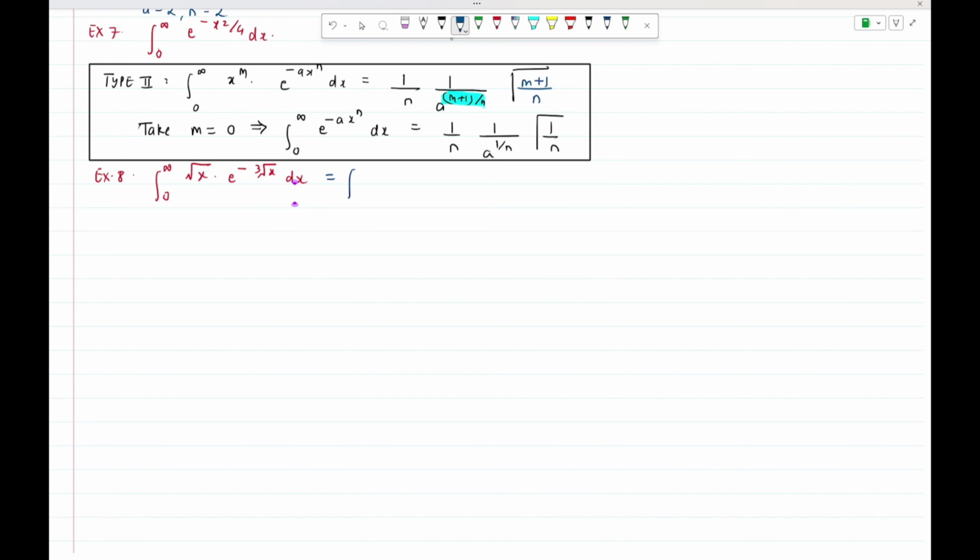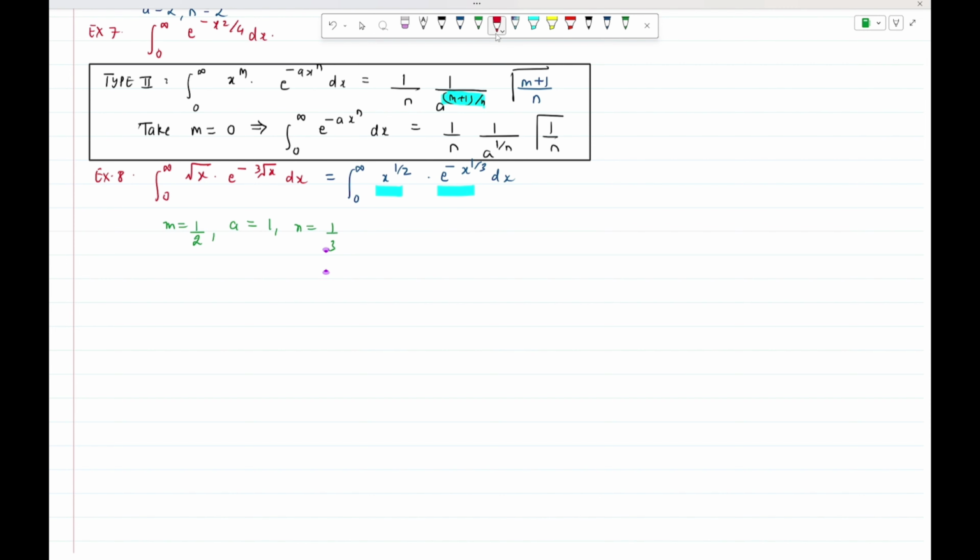So let us rewrite. This is going to be integral from 0 to infinity. Root of x can be written as x raised to half. And then over here we have got e raised to negative cube root of x, that is going to be negative x raised to 1 by 3 dx. So you can see that we have a power of x and a negative power of e, so we can relate this with type 2. What is more important for us is to know the values of the constants m, a and n. If we compare it with the formula, we get that m is equal to half, a is equal to 1 and n is equal to 1 by 3.